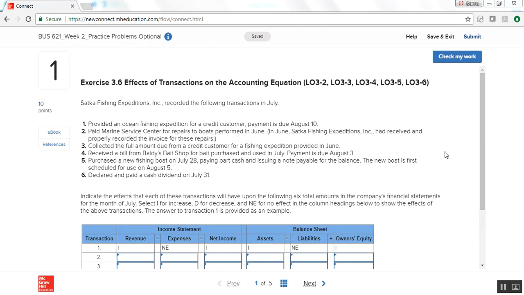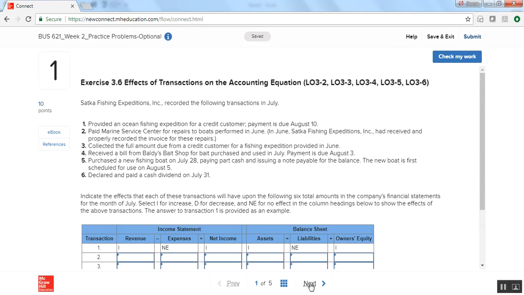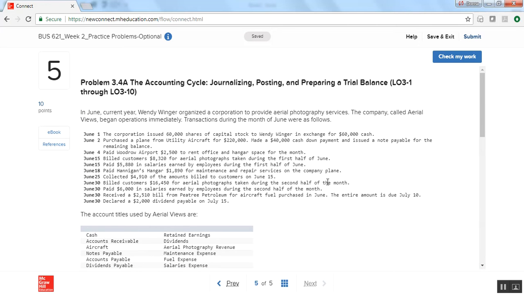Welcome to week 2, where we're talking about transactions affecting the accounting equation and then how to post those transactions. So here we're going to look at an example problem similar to what was on the homework. So let me just jump over there real quick. So here we're going to be talking about the accounting cycle, journalizing, posting, and preparing a trial balance.